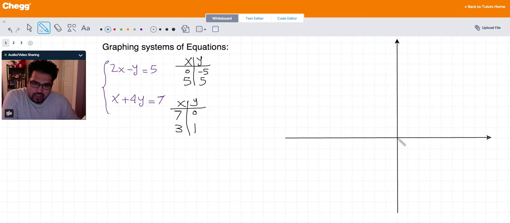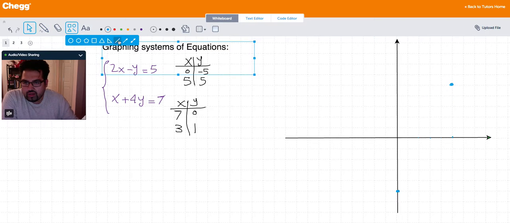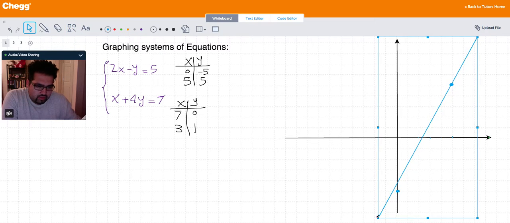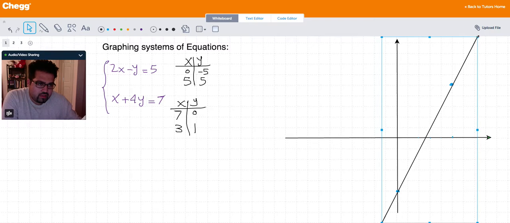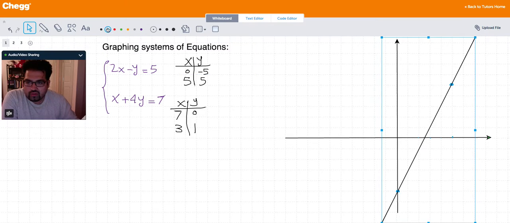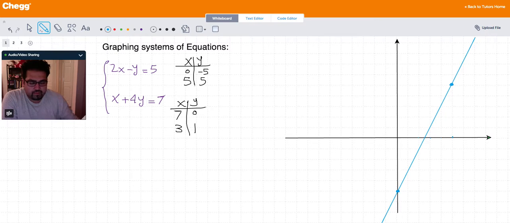x is 0, y is negative 5. So it's 1, 2, 3, 4, 5 down here. And I have 5 and 5. So 1, 2, 3, 4, 5 right here, and 1, 2, 3, 4, 5 right here. So I'm going to connect these 2 points. Okay, so that's going to be my first line. It's in blue. Now I'm going to plot the other points here.